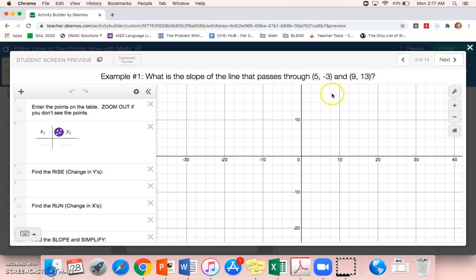Here we have 2 points, right? So think there's an original and there's a new. So we're going to take these 2 points and we want to find the slope of the line that passes through these points. So basically we want to make a line going through 2 points.